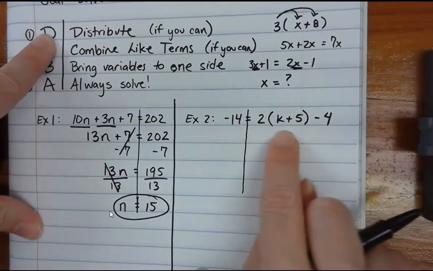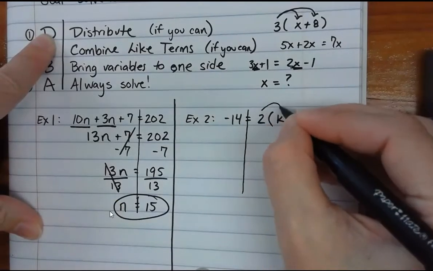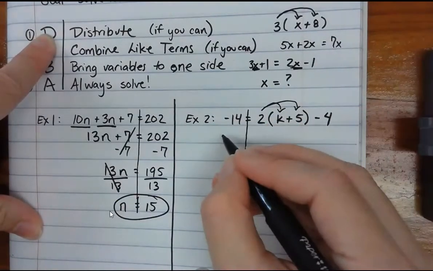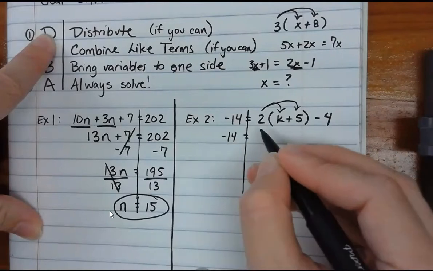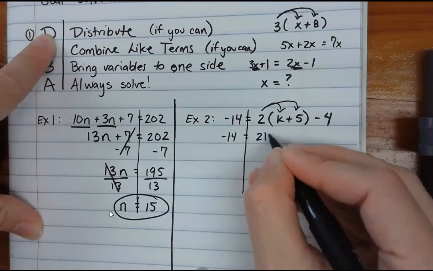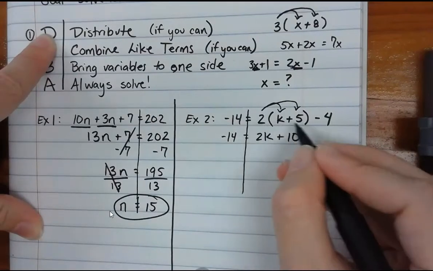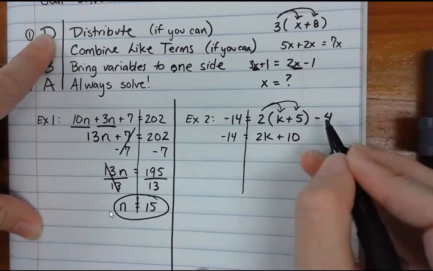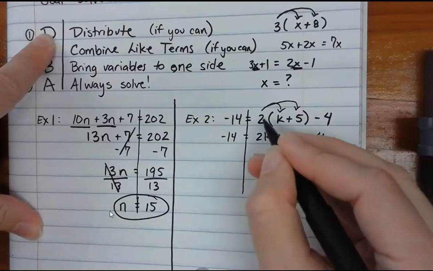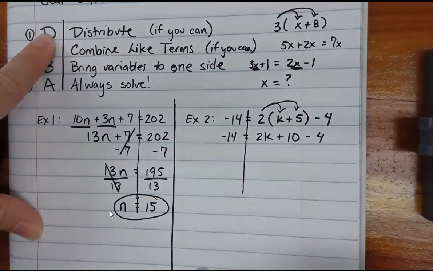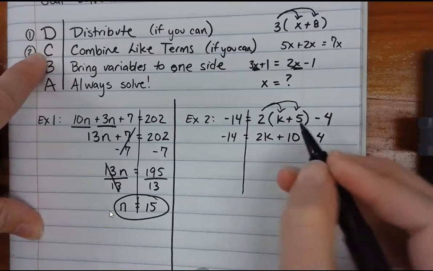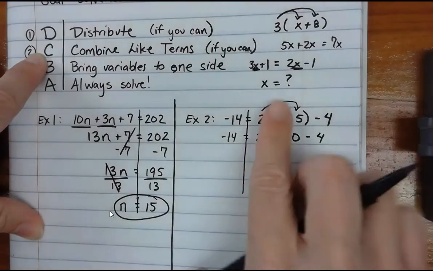Now this one we do have a set of parentheses, so we are going to distribute the 2. Negative 14 stays on this side. We've got 2 times k, which is 2k, 2 times 5, which is 10, and then the 4, of course, is not in parentheses, so it just goes along for the ride. We don't need to distribute the 2 over here to the 4. We've distributed. Next step is combining like terms. There's nothing to combine on this side.